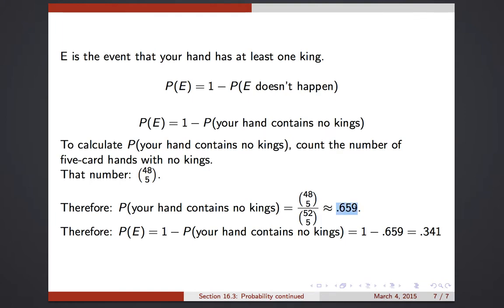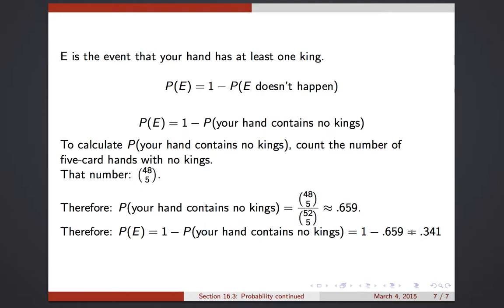But this number isn't what we're interested in. We were interested in you getting at least 1 king. But once you have this 66% number, all you do is 1 minus that number, so 1 minus 0.659, and you get 0.341. So what you've learned is the probability of having at least 1 king inside your hand is 34%. And you got that number by considering the opposite outcome, the outcome that your hand had no kings. You computed that probability, did 1 minus that, and that got you to your final answer.